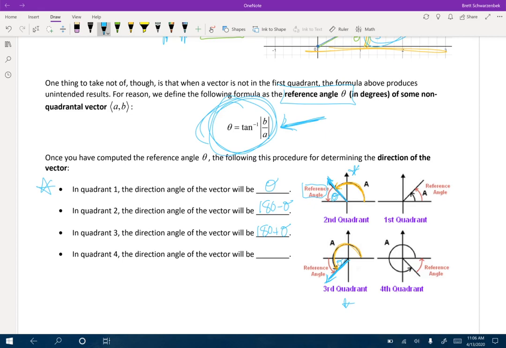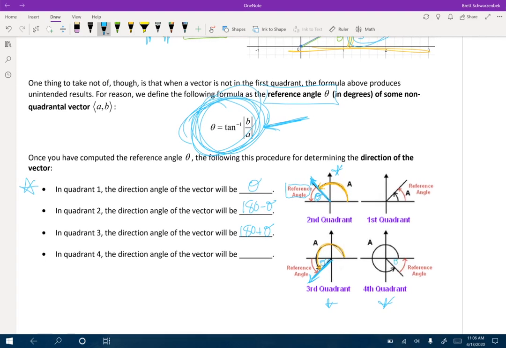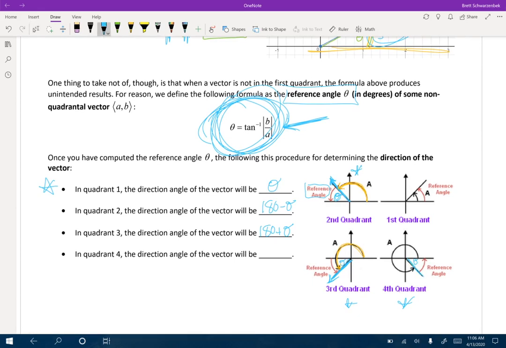Last one, quadrant 4. If we use this formula to find theta, we are going to get the reference angle right here, drawn from the vector to the x-axis. All review. But what is the actual direction? The direction is this gigantic rotation. So how do we find that gigantic rotation? Well, if we kept on going with that direction, we would get 360 degrees. So we have to take the theta out to get the full angle. So the last formula is going to be 360 minus theta.